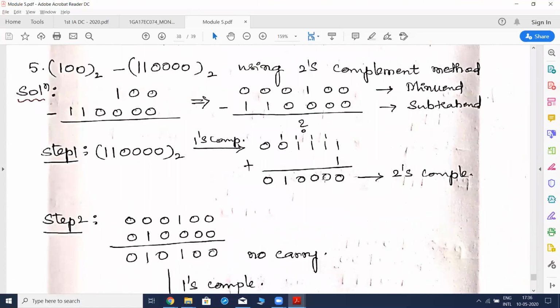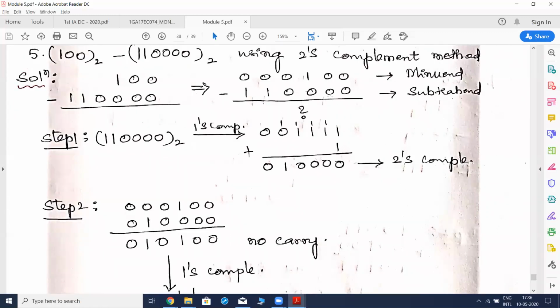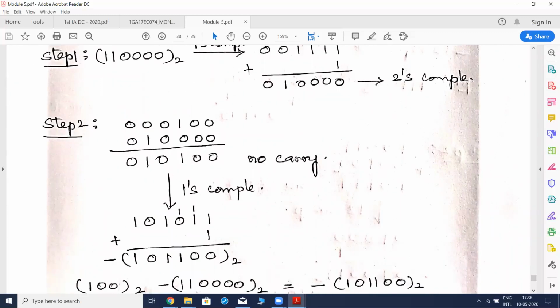Here is one example wherein our minuend is 100 and the subtrahend is 110000. You could see the huge difference between the subtrahend and the minuend. The subtrahend is much greater than the minuend. So we have 100 over here, right? We must first add zeros for the first 3 bits, because the number of bits in the subtrahend and minuend must be the same. So first do that step, then take the subtrahend and find the 2's complement of it. Once finding the 2's complement, add it to the minuend.